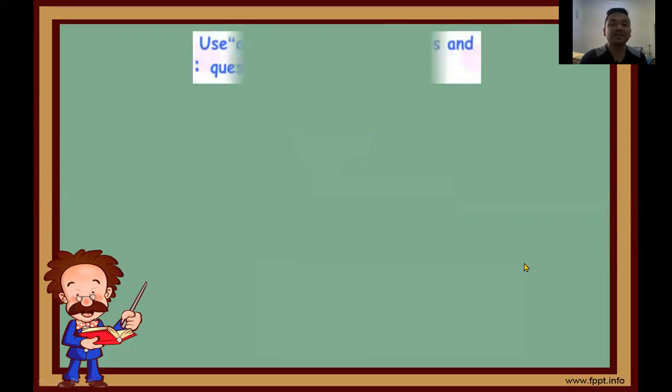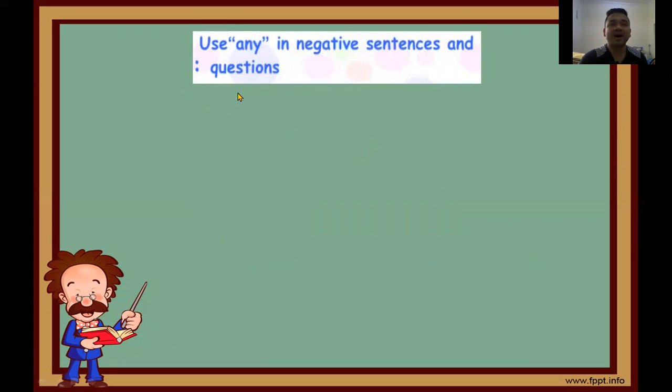Next, we are going to talk about the usage of any. So when to use any? Use any in negative sentences and questions. When you say negative, we often see the words can't, don't, didn't. These are negative indicators. And also questions.